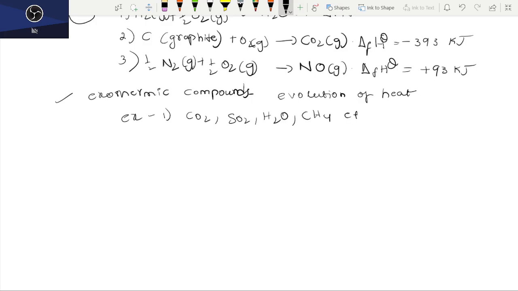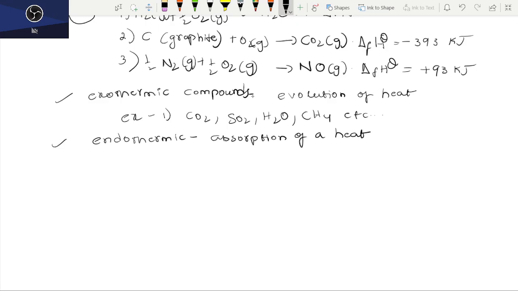Now, the second one: a compound formed with the absorption of heat. If a compound is formed with the absorption of heat, let us take an endothermic compound. An endothermic compound is formed from the absorption of heat. Hence, it is called an endothermic compound.